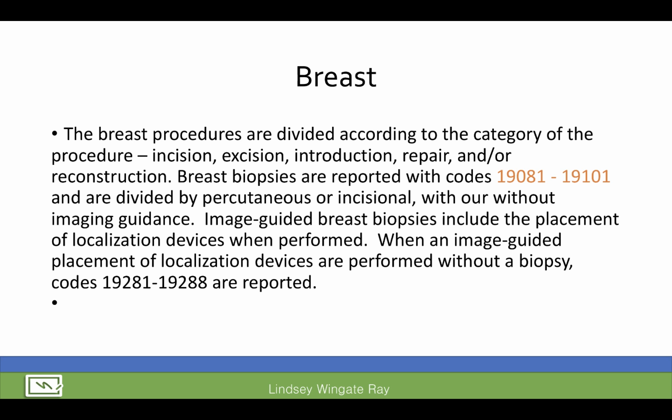The breast section is in the back of the integumentary section. The breast procedures are divided according to the category of the procedure: incision, excision, introduction, repair, and or reconstruction. Breast biopsies are reported with codes 19081 through 19101 and are divided by percutaneous or incisional, with or without imaging guidance. Image-guided breast biopsies include the placement of localization devices when performed. When an image-guided placement of localization device is provided without a biopsy, codes 19281 through 19288 are reported.